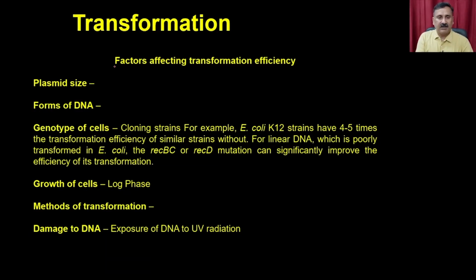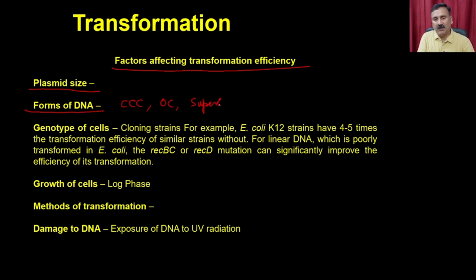So what are the factors affecting the transformation efficiency? The plasmid size, then the form of DNA, right? You know that when we were discussing the plasmids, there are three different forms: the covalently closed circular (CCC) form, the open circular (OC) form, and the supercoiled form. The transformation efficiency depends on the surface area of the molecule.